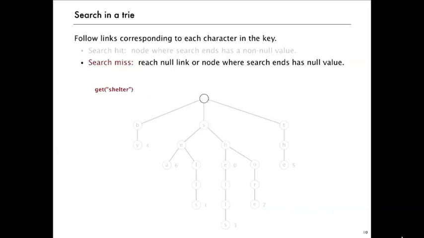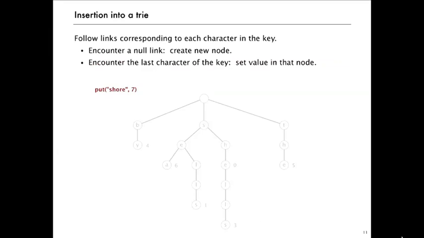Or the other thing that can happen is we can reach a null link. So our key now starts with S, and then H, and then E, and then L, and now our next letter is T, so we look to see if there's a non-null link coming from this node associated with T, and in this case there's no such link, so we return null. That's evidence that there's no key associated with that string in our data structure. So that's a search miss.